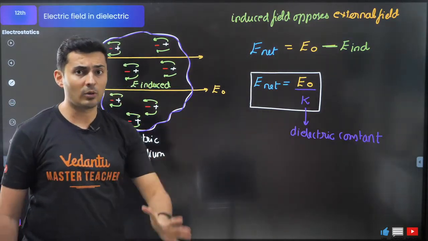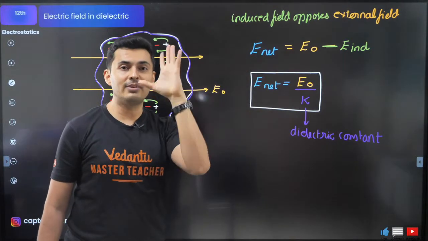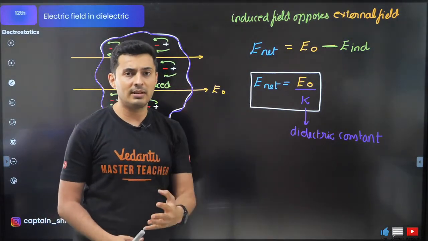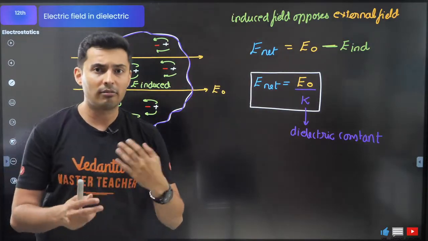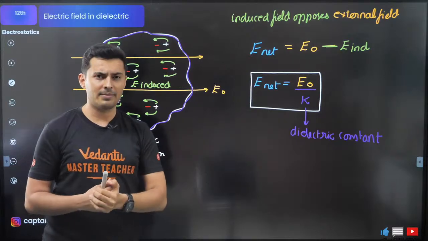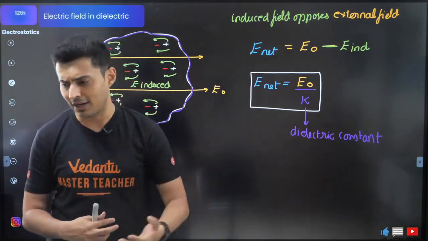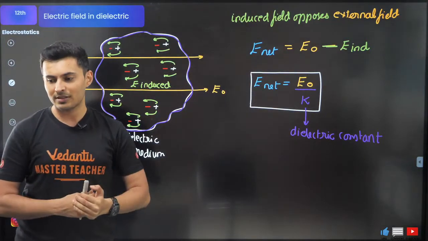If I say the dielectric constant is 5, then the moment I pass the field, it will become 5 times less. Usually for ceramics, it lies between like 200 or 300, so it reduces the field strength by 200-300 times. For paper, wood, etc., it might be 5, 10, 15 in that range. I hope this is clear.